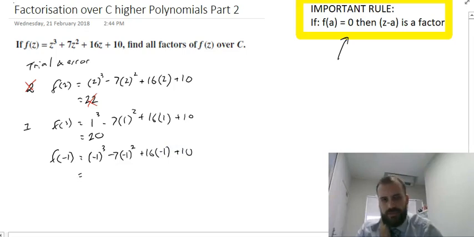Put it in your calculator. 0. Alright, so trial and error. That means that f of negative 1 equals 0. If f of a equals 0, then z minus a is a factor. So now we know that a factor of this equation is z minus minus 1. So that means that z plus 1 is a factor.